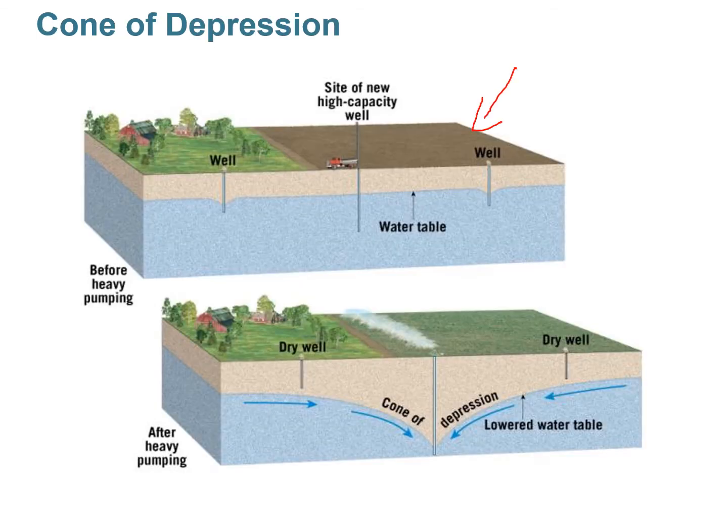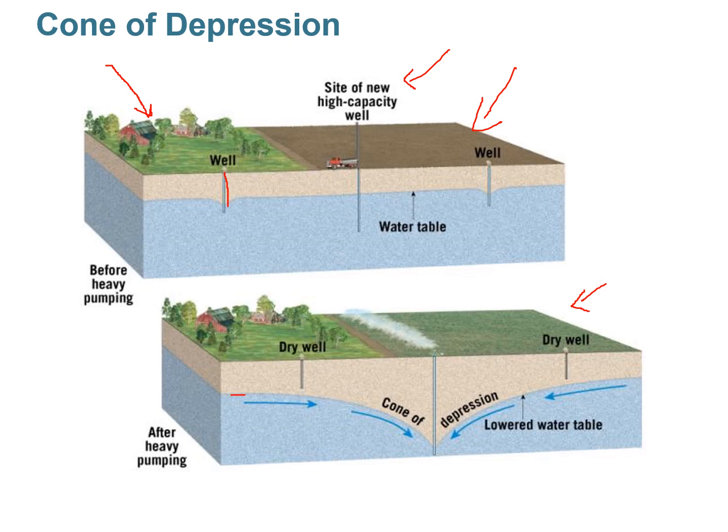We have two neighbors, right? This neighbor over here is, I don't know, John, okay, and he's got his regular sized well. And over here we have Karen. And Karen's built a new high capacity well, and she's growing, I don't know, a crop that requires a lot of water. Let's say kale. Karen and her kale. Okay, and so she built a high capacity well that draws up a lot of water to water all that kale. Now what happens if she draws up too much water?